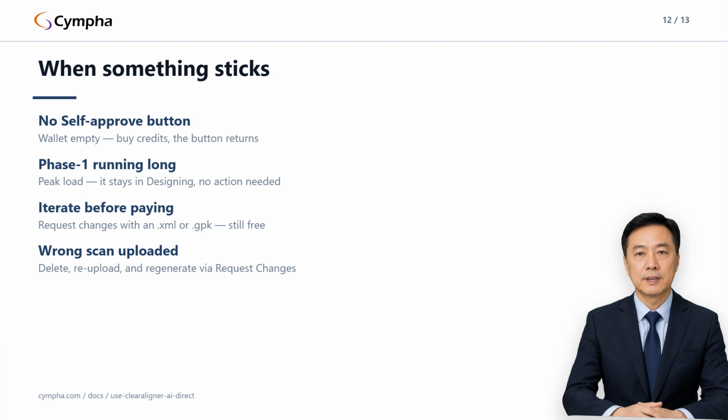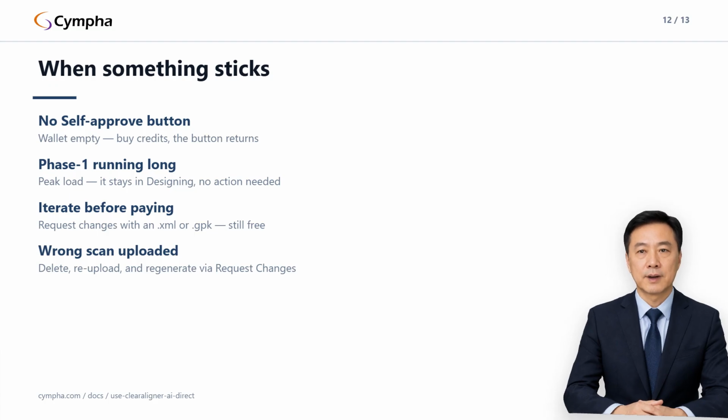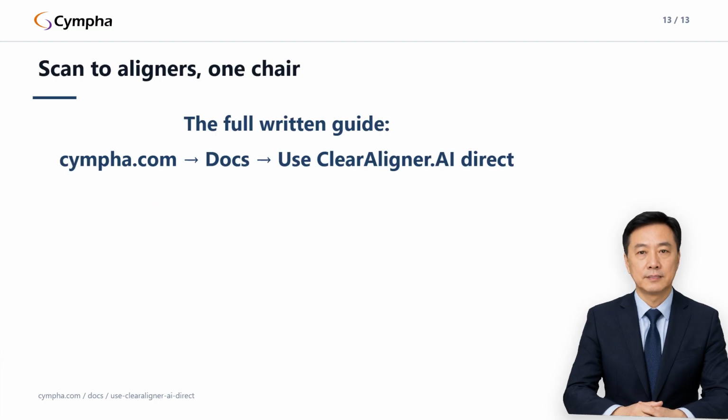And you uploaded the wrong scan. Open the case, delete the file from the Files panel, and re-upload. Uploads and deletes are blocked only once a case is delivered or canceled. If Phase 1 already ran on the wrong scan, use Request Changes so the plan is regenerated from the corrected input. That's the direct flow end-to-end. Splash page, scans, parameters, design kinds, free Phase 1 plan, 1 credit at dispatch, and the appliance approval to finish.